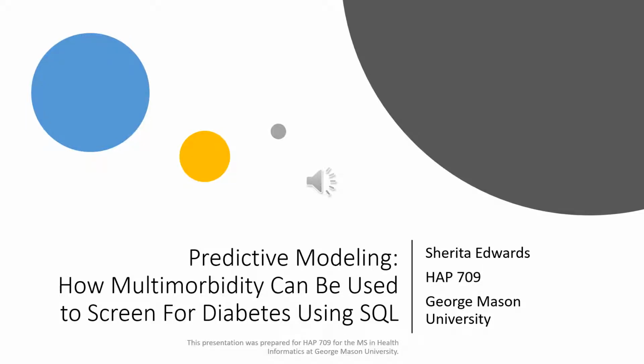Predictive modeling, how multimorbidity can be used to screen for diabetes using SQL by Sherita Edwards. Voice narration by Sherita Edwards. This presentation was prepared for HAP 709 for the Masters in Science in Health Informatics program at George Mason University.